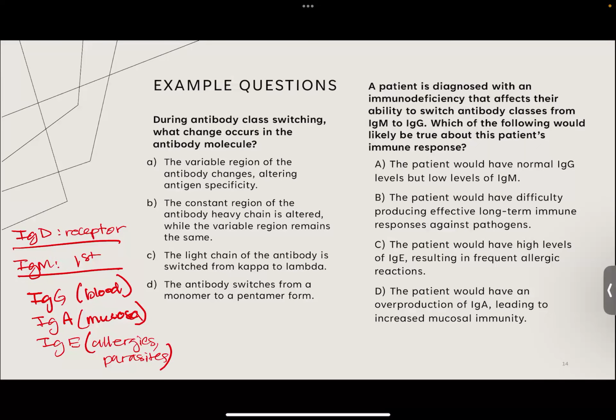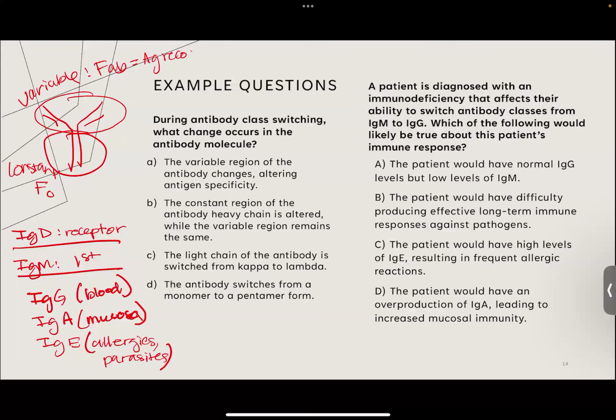All right, our little notes there. All right, during antibody class switching, what change occurs in the antibody molecule? What's actually changing? We drew this out earlier in our notes. This is our variable region, and this is our constant. The variable region, also known as the FAB, the constant region, also known as the FC. The FAB region is what's going to be involved in antigen recognition, whereas the FC or constant region is what's going to be involved in the actual function and class of the antibody.